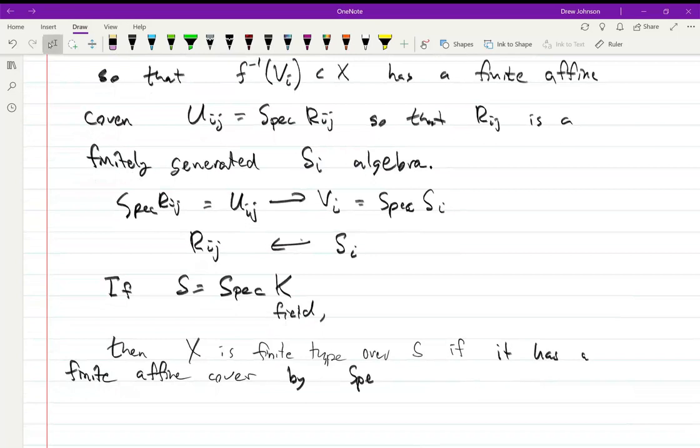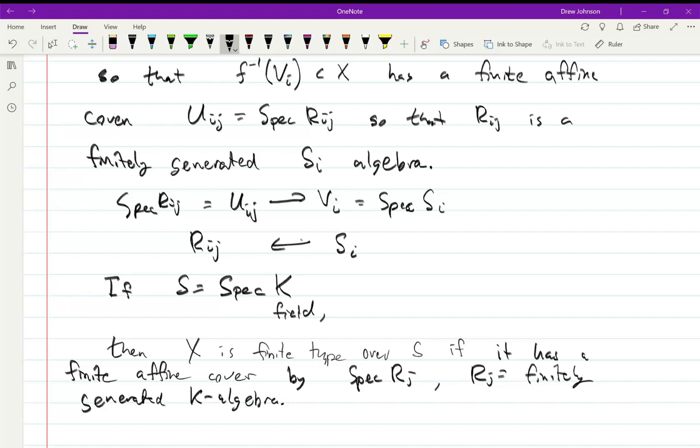Spec R_J, where R_J is a finitely generated K algebra. In this case, there aren't any interesting open covers of S to pick, because S is only a single point. Spec of a field has only the maximal ideal, so that's a single point. So you have to pick that to be the affine cover of S. That means X has to have a finite affine cover by finitely generated K algebras.